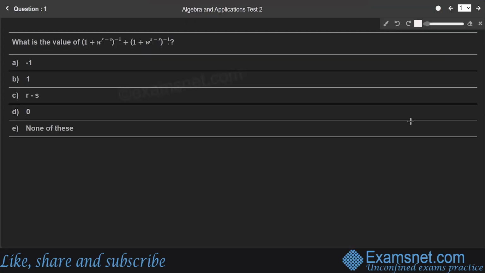Hello students. Today let's practice some questions based on algebraic concepts. These questions are very important from the competitive examination point of view.